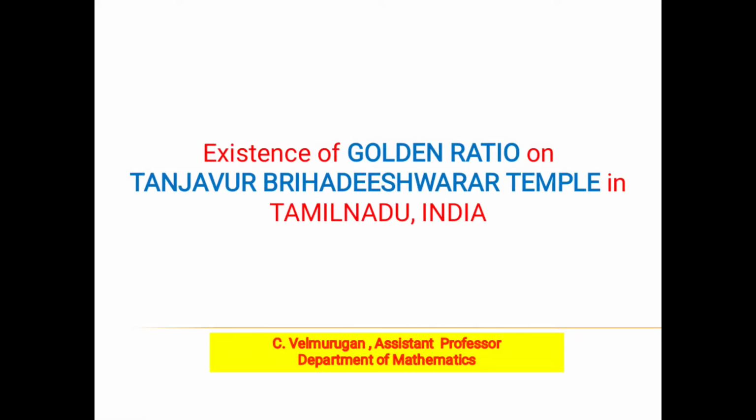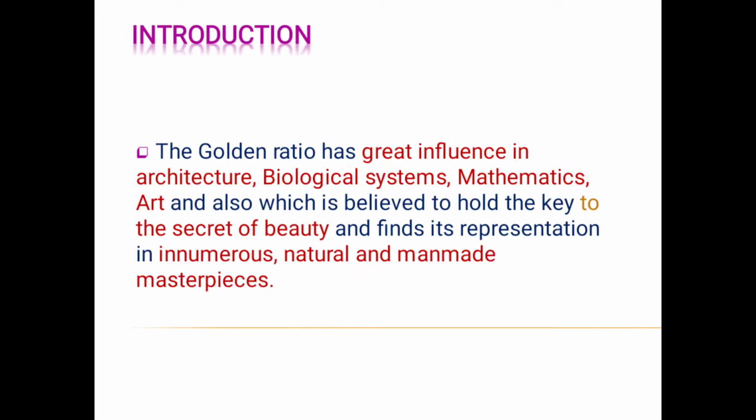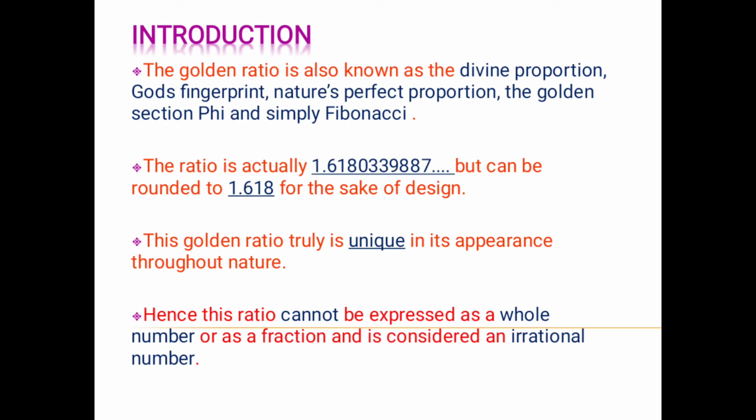Okay, now we are going to discuss the existence of the golden ratio in the Thanjavur Brihadeeswarar Temple in Tamil Nadu, India. The golden ratio has a great influence in architecture, biological systems, mathematics, and arts, and is believed to hold the key to the secret of beauty and finds its representation in numerous natural and man-made masterpieces.